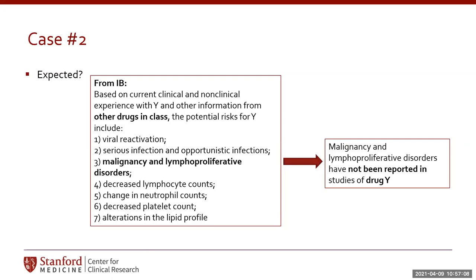So here again, the investigator brochure is your friend. You have to have this readily available, and your PI is going through this with the coordinator. What you can see here is that based on the current clinical and non-clinical experience with this drug and other drugs in this particular class, there are potential risks, and they include amongst them a variety of hematologic and immune-mediated effects, but one of them turns out to be malignancy and lymphoproliferative disorders. And so that is certainly a potential risk in this particular study because of the class that this drug belongs to.